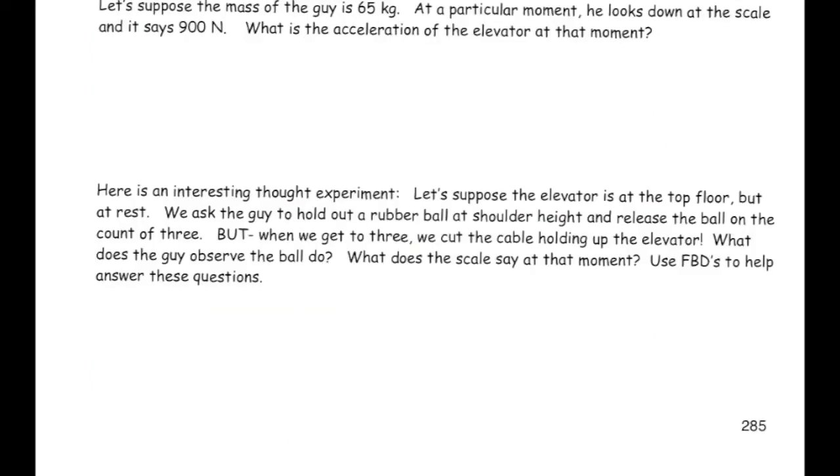Let's suppose that the mass of this guy is 65 kilograms. At a particular moment, he looks down at the scale and it says 900 newtons. What is the acceleration of the elevator at that moment? We can start with a free body diagram. We know that the normal force is 900 newtons. That's what the scale says. A 65 kilogram guy is supposed to weigh 650 newtons. This means that the upward force is winning and he must be accelerating upward.